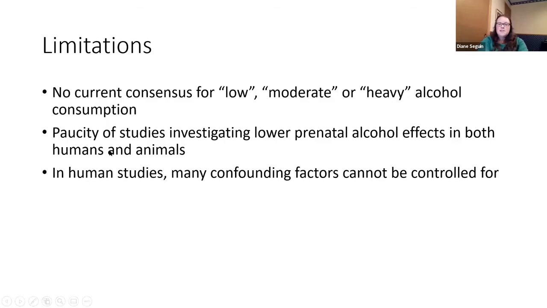For human studies in particular, there are many confounding factors that we just can't control for because you can't set this up to be like a true experimental design. And although we can learn a lot from animal studies, we can't always make a direct comparison to what we see in an animal study compared to humans. And part of this is just differences in gestation. It's not a one-to-one relationship between gestation in a rat and gestation in a human. These are all things we have to take into consideration.